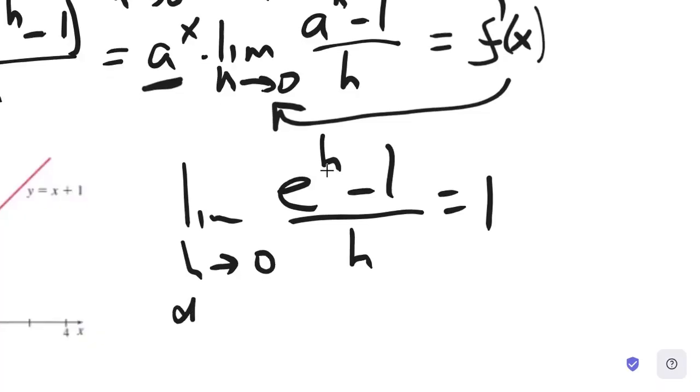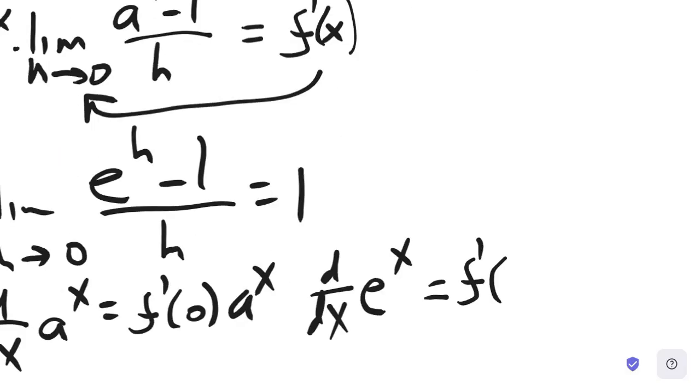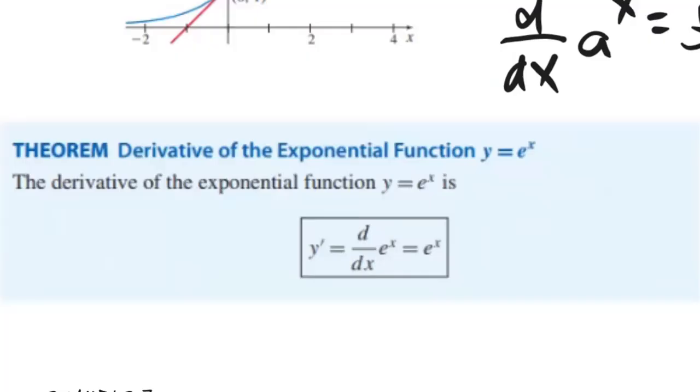Now, since the derivative with respect to x of a to the x equals f prime of 0 times a to the x, and if we let f of x equal e to the x, then the derivative of e to the x is going to equal f prime of 0 times e to the x. But we already know that f prime of 0 is equal to 1, so this is just 1 times e to the x. That just simplifies to e to the x. So here's our theorem. The derivative of e to the x is itself.